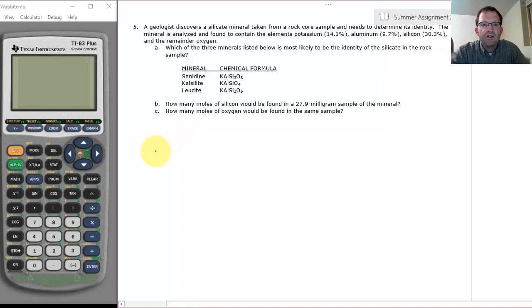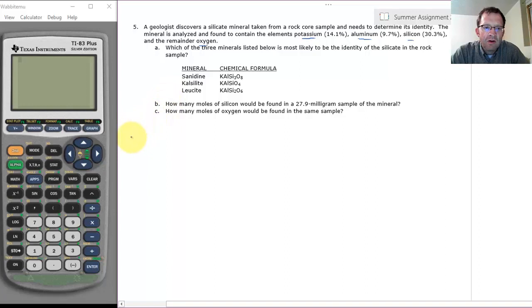So on the field, I'm finding rock samples, I'm studying what's in them, and I want to identify the particular minerals that make up the rock. And so in this story, the geologist is analyzing a sample that was taken from a rock core and has found that this mineral contains potassium, aluminum, silicon, and oxygen. Now, these are 4 very common elements in many minerals.